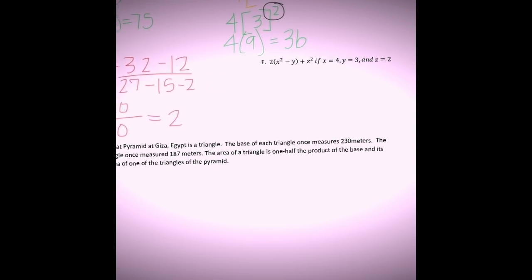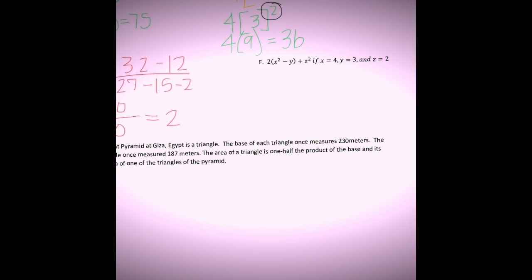Our last example is an evaluate. We have to actually substitute in for the value of the variables. So when I substitute in, I have 2 times the quantity, 4 squared, minus y, which is 3, plus z, which is the number 2, the quantity squared. So 2 times 4 squared is 16, minus 3 is 13, plus 2 squared is 4. 2 times 13 is 26, plus 4 is 30.